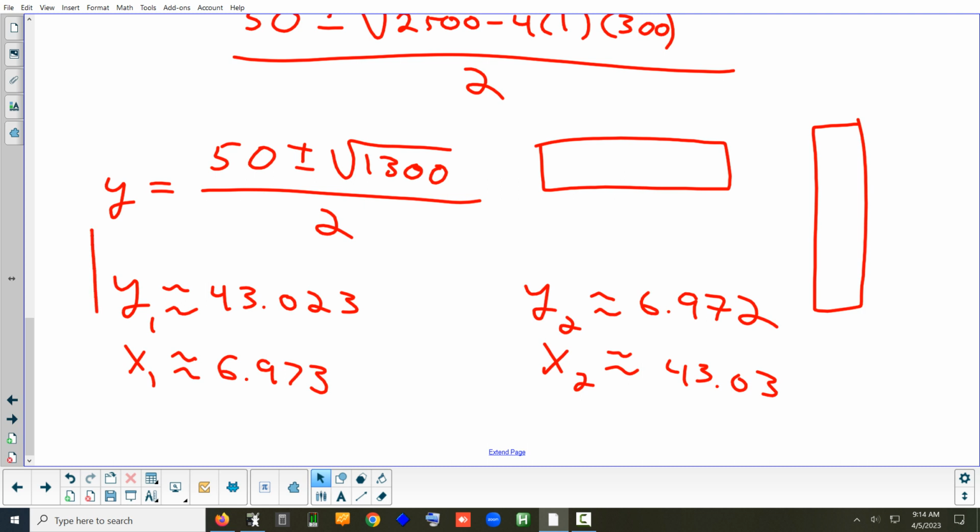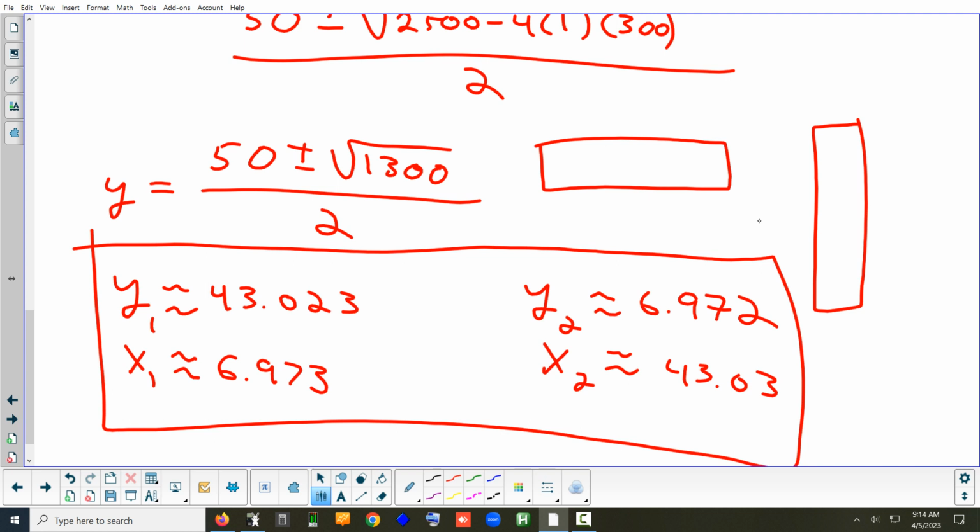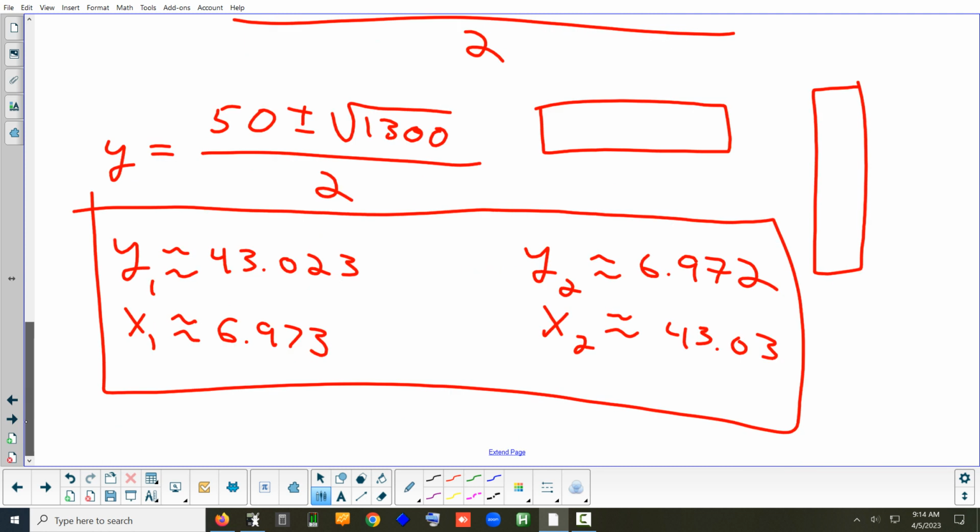Any questions on that one? That's also the only quadratic system that we're going to solve. Most of the systems we're going to do are linear. I mean, one answer for x, one answer for y, and you're done. Okay, so questions on, yeah. How did you get 6.972 for y2? Y2 is 50 minus the square root of 1300 divided by 2. Well, how did you get the first one? The first one is 50 plus the square root of 1300 divided by 2. Yep.